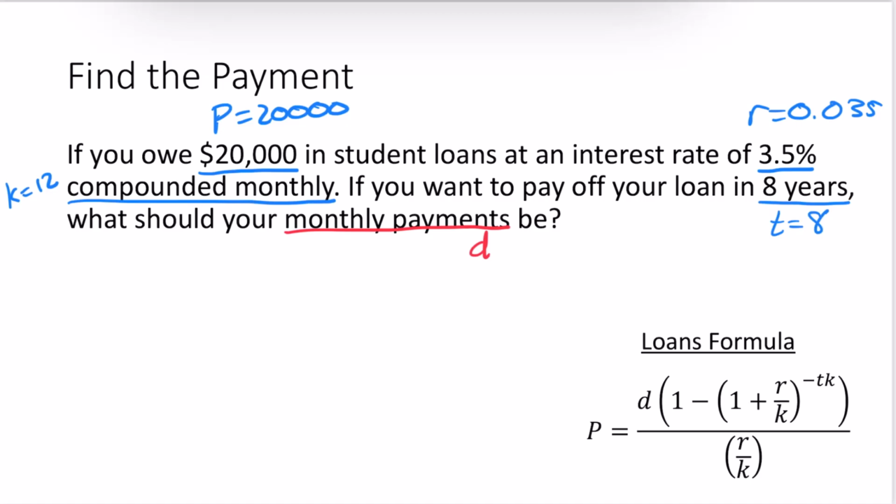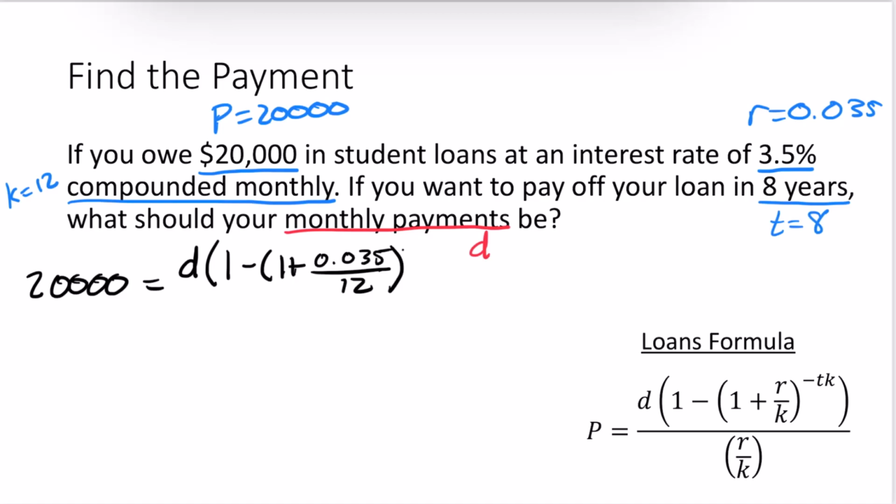So to find this, I'm going to use the loans formula and plug all of the information that I know into the formula. So I'm going to do 20,000 equals D, which is the thing I'm looking for, times 1 minus 1 plus my interest rate, 0.035, divided by 12 because it's compounded monthly, to the power of negative 8 times 12 because that will be the number of months that it's compounded for, and then divide that whole thing by my monthly interest rate.